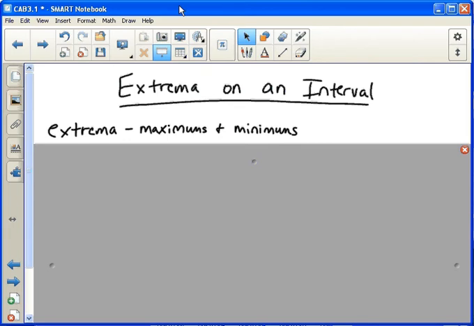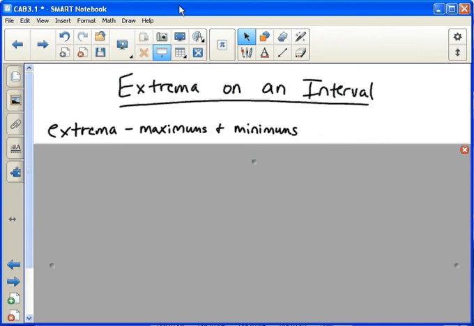This lesson is about extrema on an interval. Another way to say this would be we're looking for how to find the maximums and minimums on an interval. So extrema, just so you know, is just a word that covers both maximums and minimums. So if they ask for extrema, they're looking for both the maximums and the minimums.